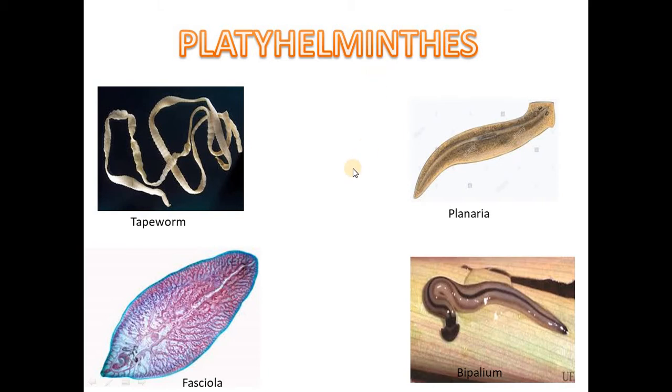The first slide shows the various specimens: the tapeworm, planaria, fasciola, bipalium. One thing is clear, the animals of the phylum Platyhelminthes are dorso-ventrally flattened. Their upper dorsal and lower ventral body surfaces are flat, and that's why they are commonly called flatworms.